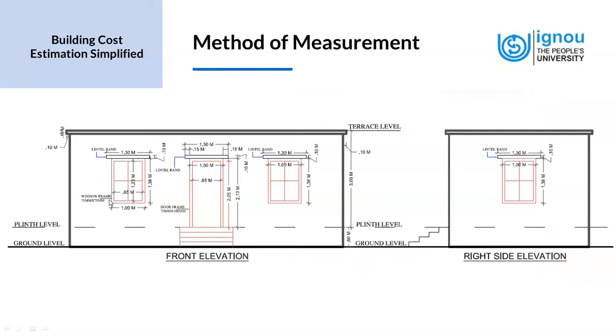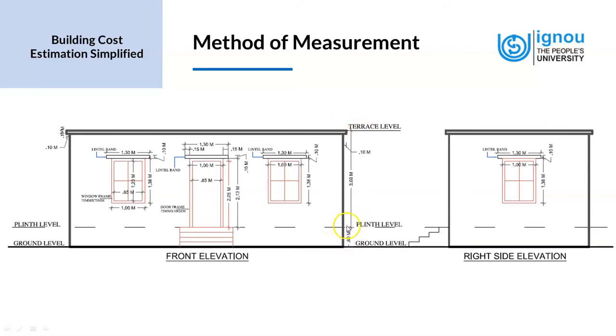Now let's look at the elevation of the room. We have two elevations of the room, the front elevation and the right side elevation. Let's look at the front elevation first. We first have the ground level, and then we have a plinth level, which is at a level of 0.6 meters or 60 centimeters. So this is where the plinth of the building ends. Then we have the height of the building, which is totally 3.6 meters.